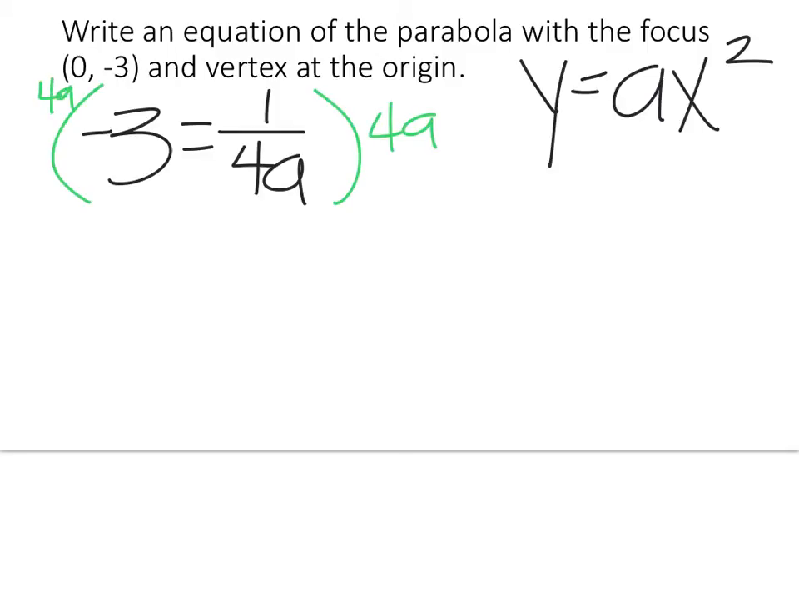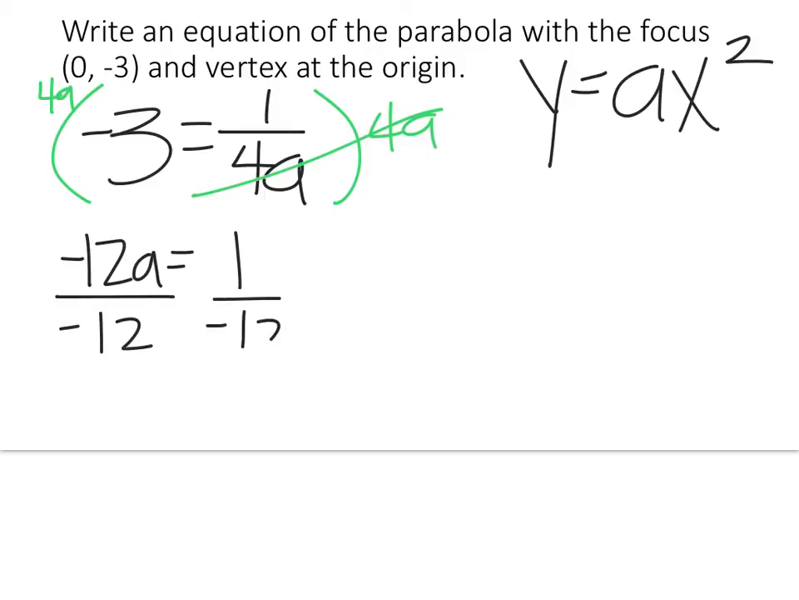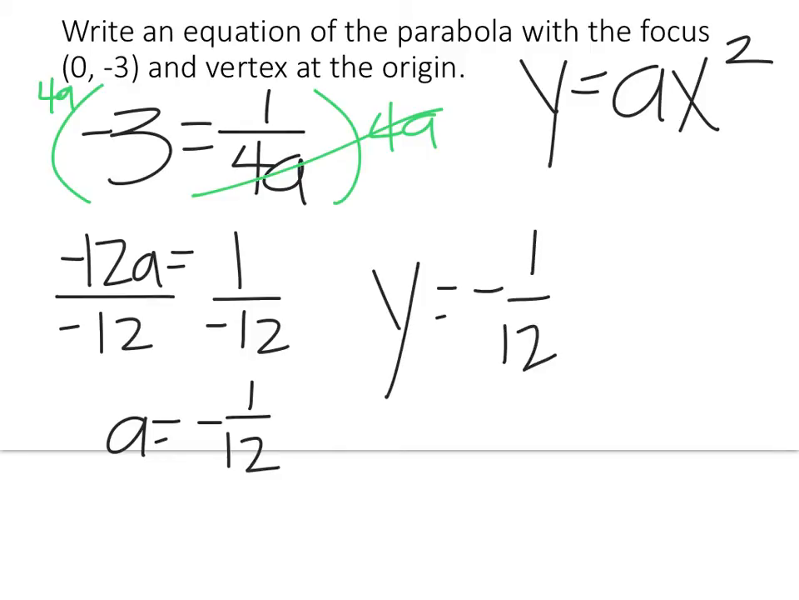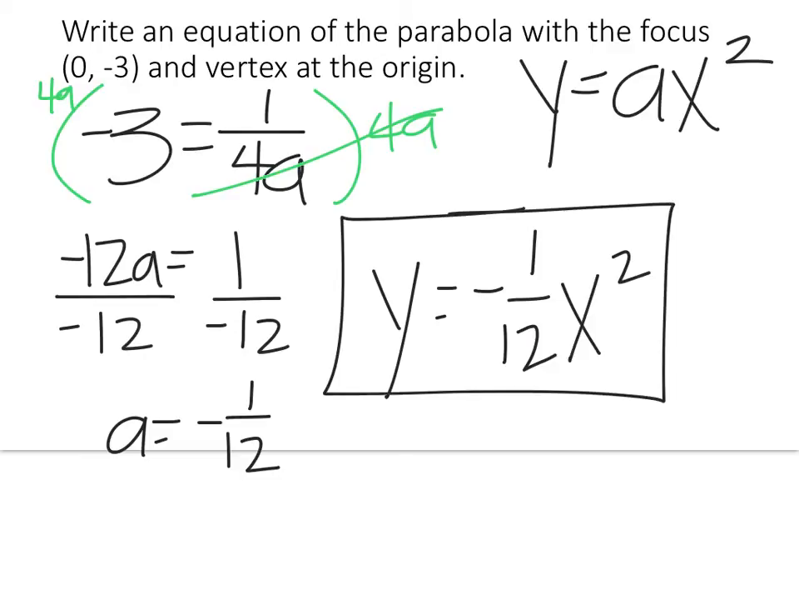are dividing, so I want to kind of cancel them out, get that a in the right spot. I will have -12a equals 1, and then I'll just divide by -12 to get a by itself. So a is equal to -1/12, and I just plug it in. So y is equal to -1/12 x squared, and that's the graph that has the focus of 0, -3.